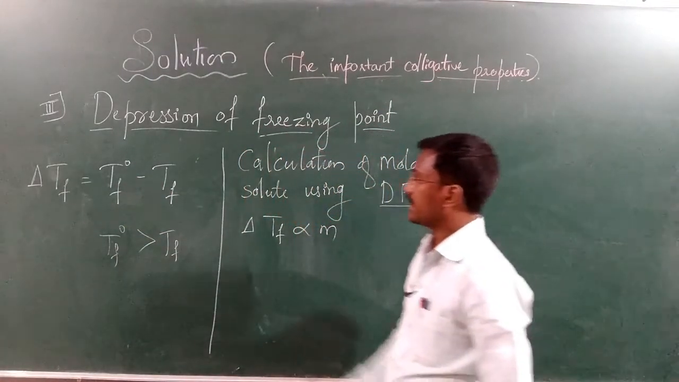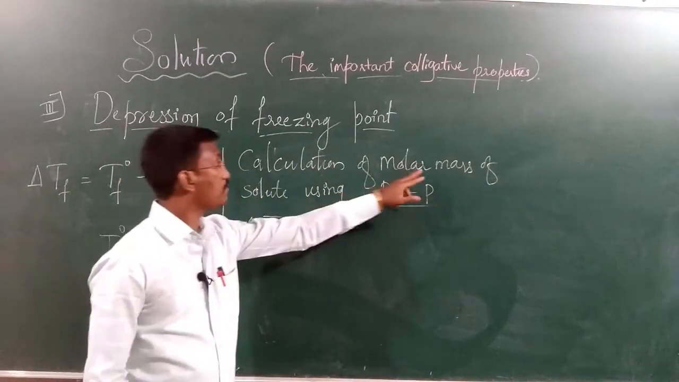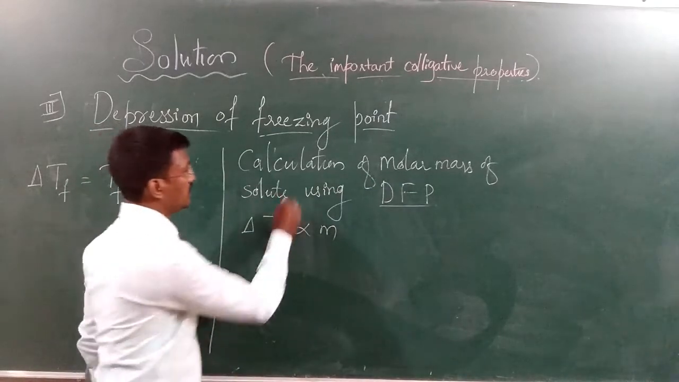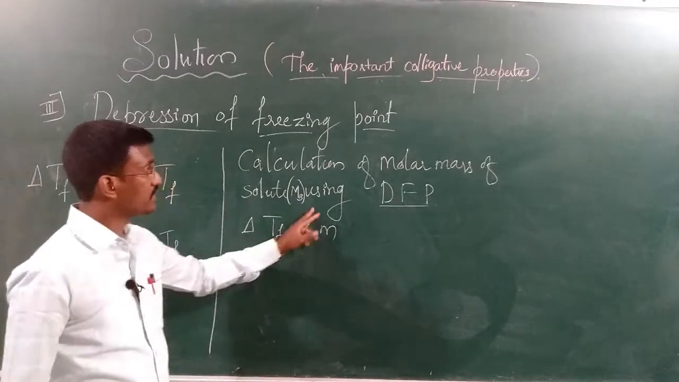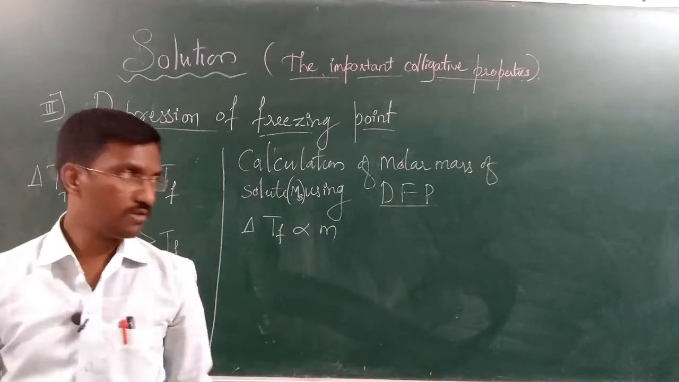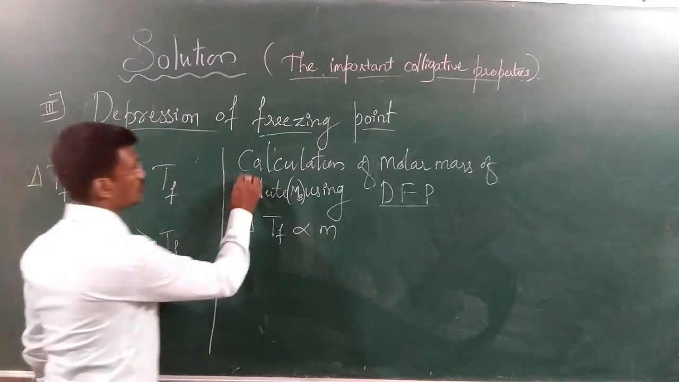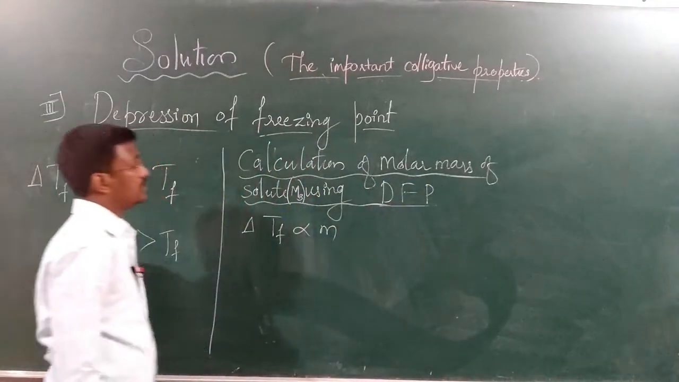So using this expression, we have to derive the molar mass of solute once again. That is, the molar mass of solute, Mb. We have to derive it using depression of freezing point. DFP is nothing but depression of freezing point. So look here, to derive the molecular mass of the solute.